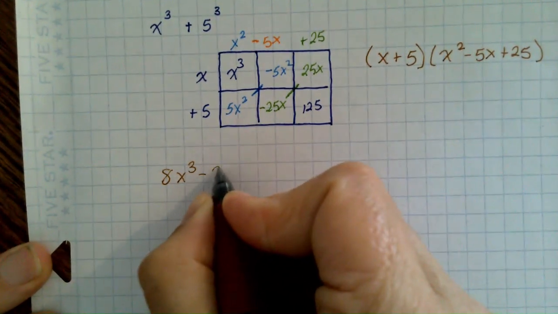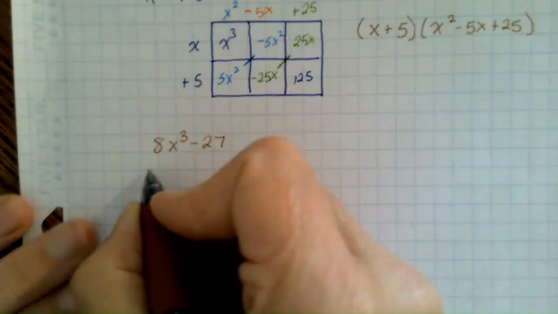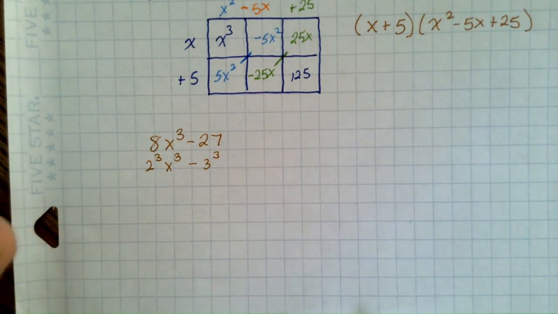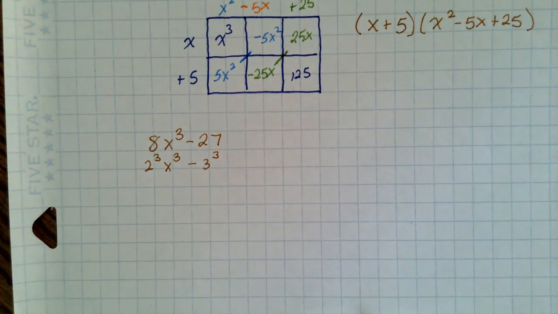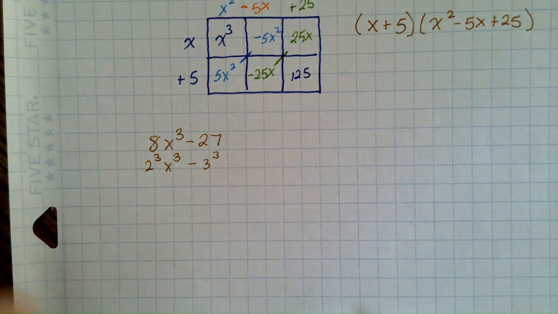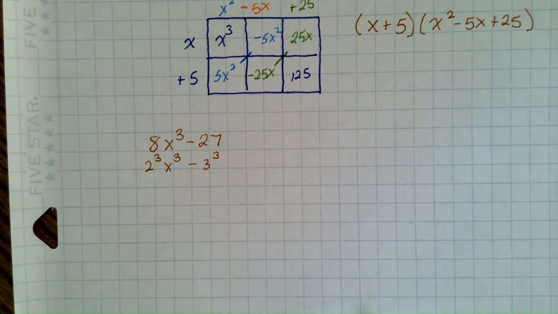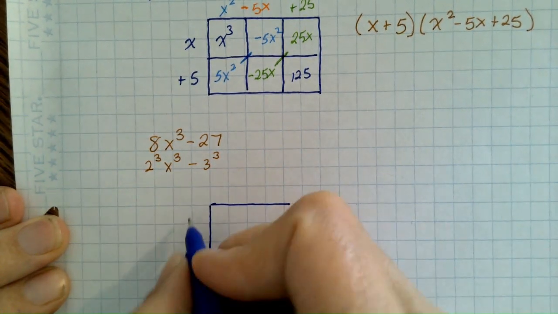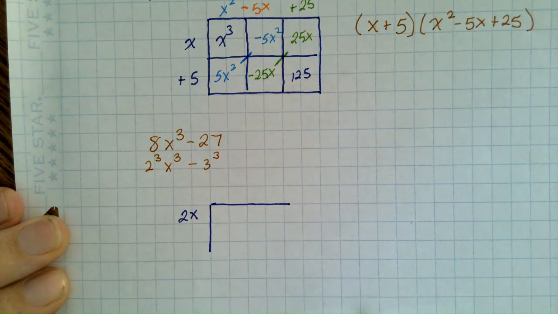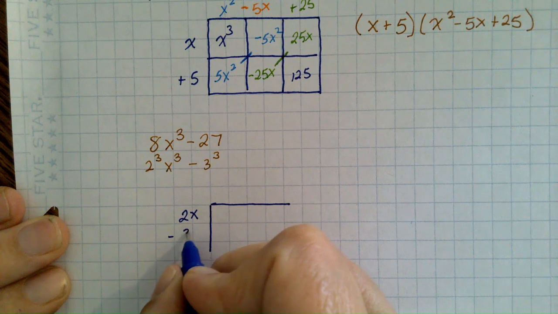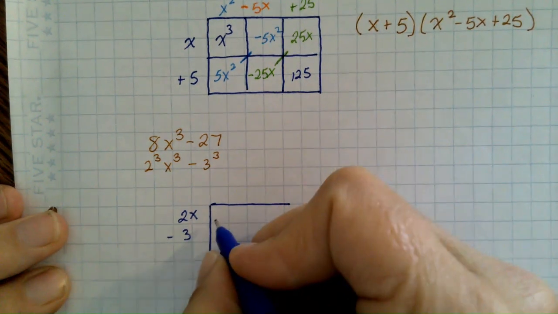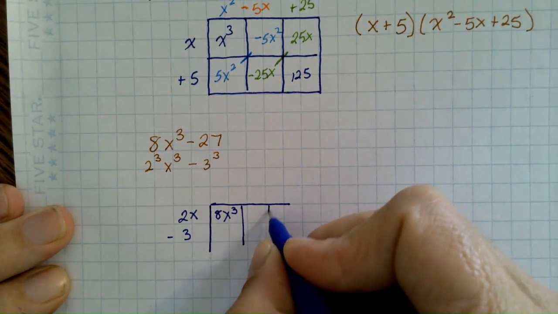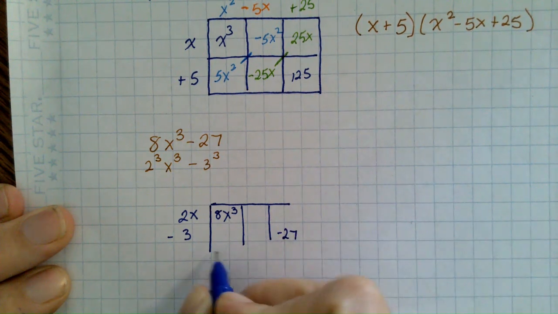8x cubed minus 27. We know 8 is 2 to the third, x to the third, and 3 to the third. So this is a difference of two cubes, pardon me. So we can go ahead and we can use the same pattern. We have 2x because that's what's cubed in the first term. We have minus 3 because that's what's cubed in the last term. We know that this has to make 8x cubed. We know this needs to be negative 27.